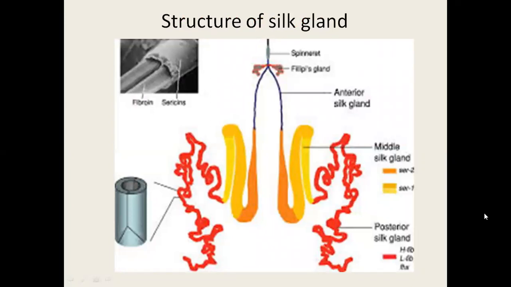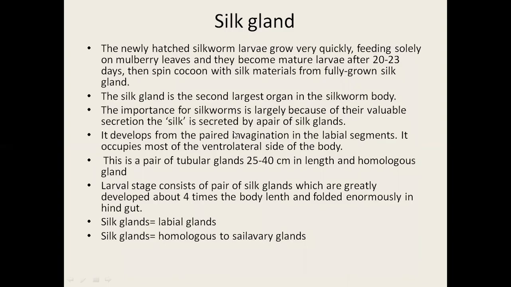This is the structure of silk gland. In this picture there are three major parts: the anterior silk gland part, the middle silk gland part, which looks like a W letter, and the posterior part of the silk gland. In the anterior part there is a spinneret and a flip gland also. This is the structure of silk gland which we can see in this picture.